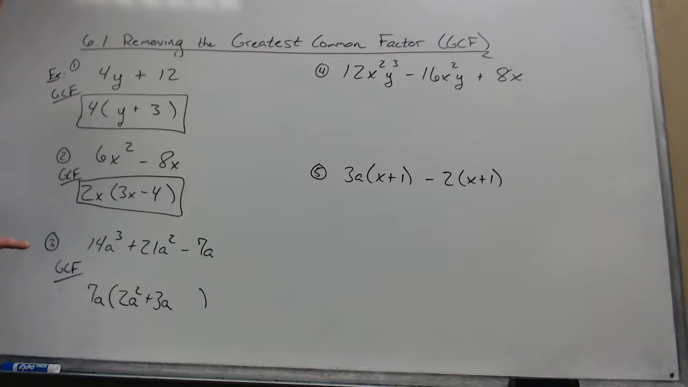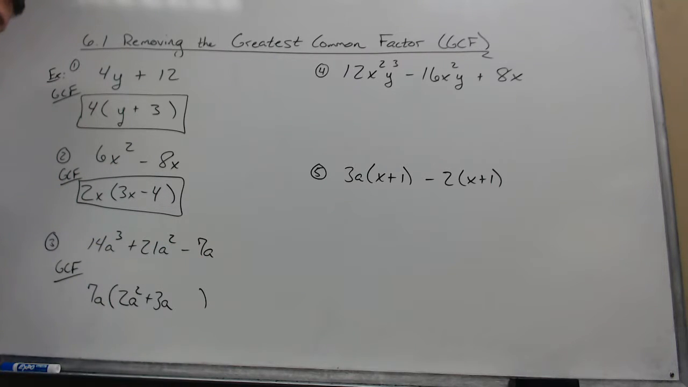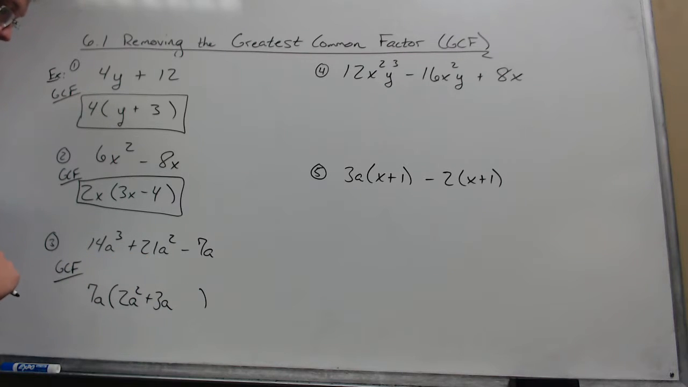Sometimes people will stop here and think that they're done because they're saying, I'm removing a 7a from the expression, and I have a 7a here, so I'm taking the whole thing out. If you do that, you're not going to be right, you're going to be off. Because if I wanted to distribute this back in here, 7a times 2a squared is 14a to the third. 7a times 3a is 21a squared.